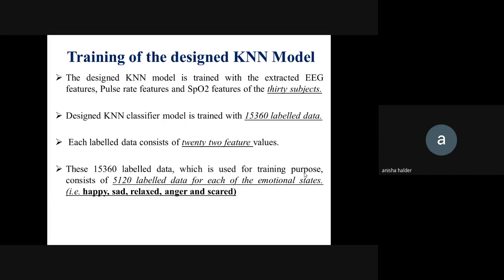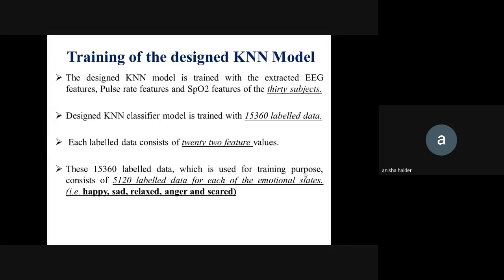For training, we designed a KNN model, K nearest neighbor model, one supervised technique. This is very easy, very much easy to understand, but I am not going into the details of that. The designed KNN model is trained with the extracted EEG features, pulse rate features, and SpO2 features of 30 subjects. The designed KNN classifier model is trained.